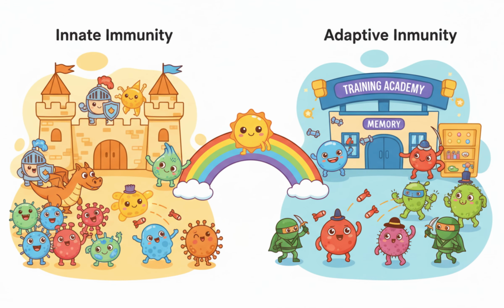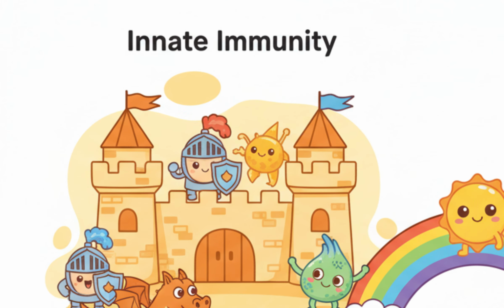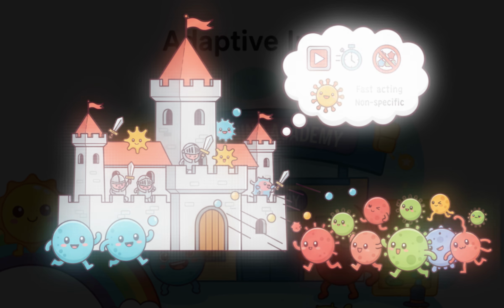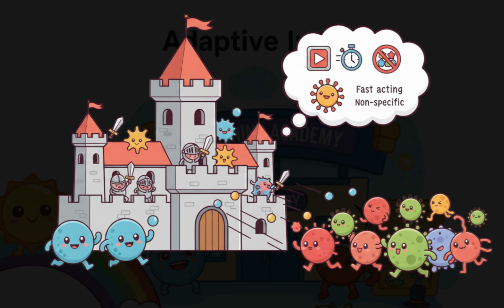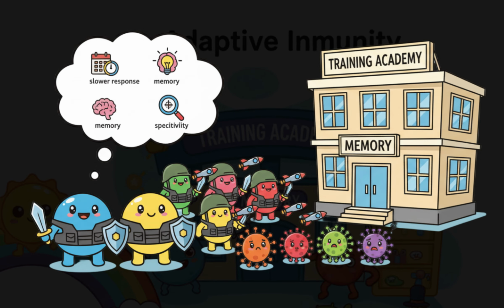By nature, the immune system has two main types: innate immunity and adaptive immunity. Innate immunity is the defense system present from birth. It reacts quickly but is non-specific. Adaptive immunity develops more slowly, but it has memory and very high precision.